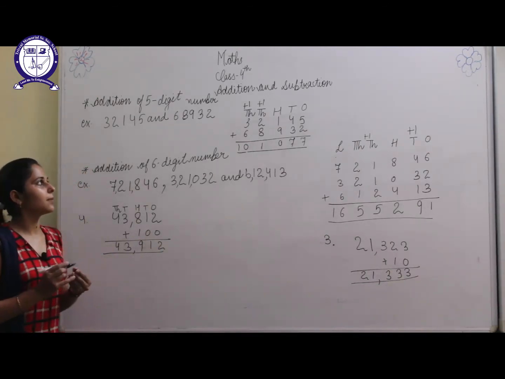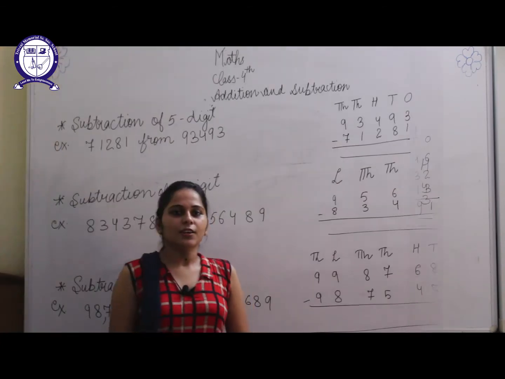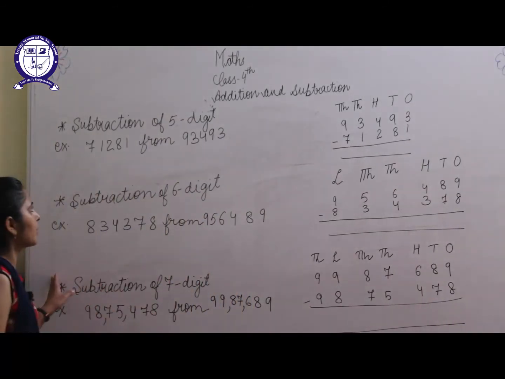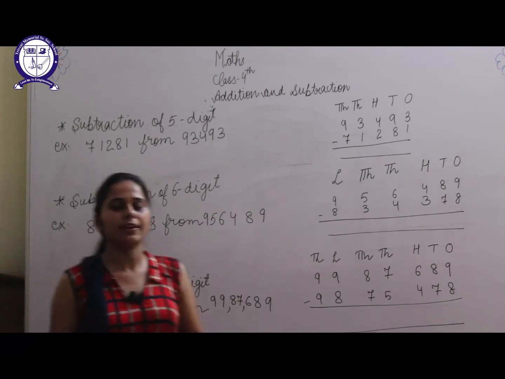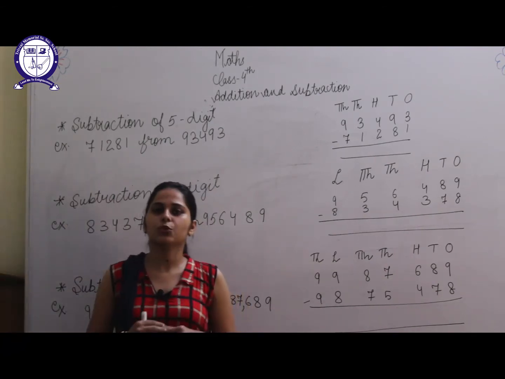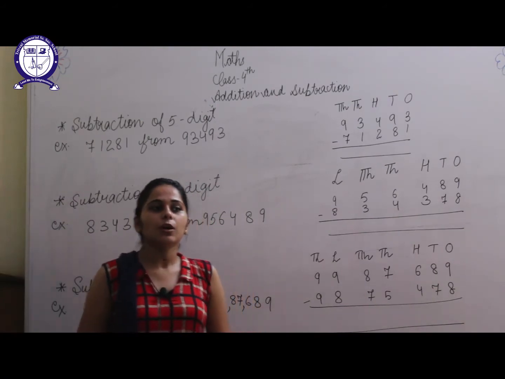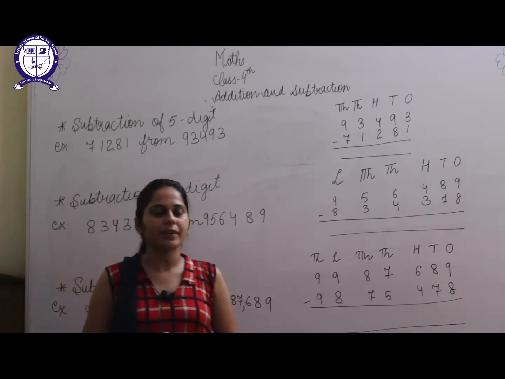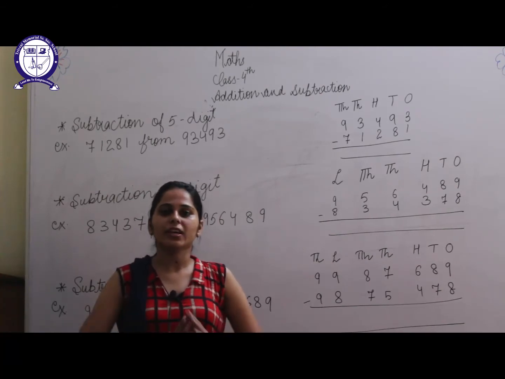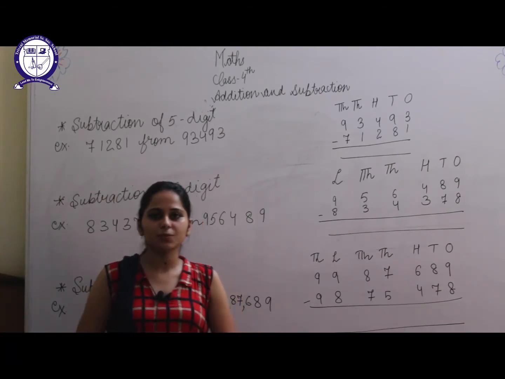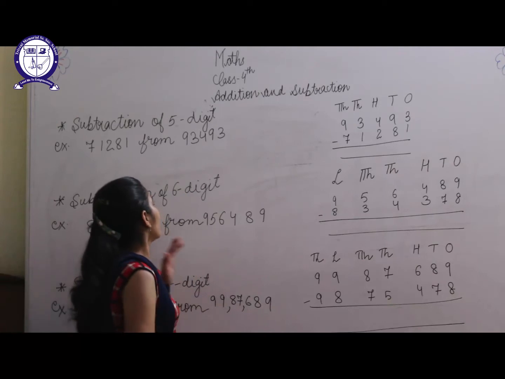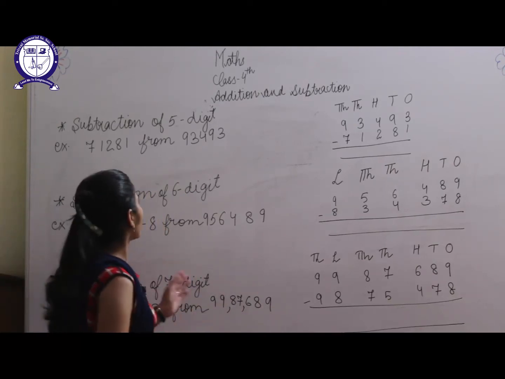Now we will discuss the subtraction, students. Subtraction, as we have discussed, the answer we get after subtracting is known as the difference, students. A smaller number can be subtracted from a larger number only. We cannot subtract a larger number from a smaller number. So let's discuss first without regrouping.